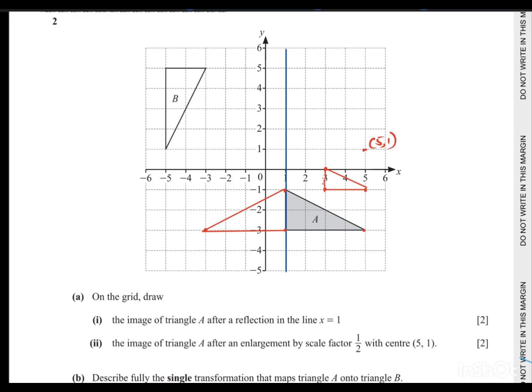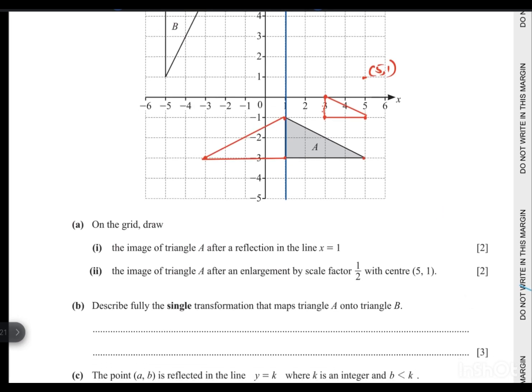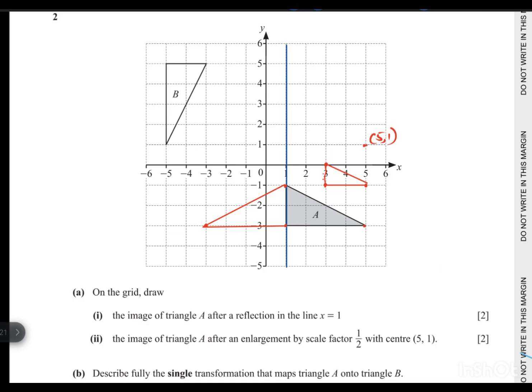That's it. Now next, question B. Describe fully the single transformation that maps triangle A onto triangle B. We have to describe how triangle A transforms to triangle B. What is the transformation? Now for this, let us see what is the transformation here. This triangle is being transformed because the size is not changing. It could be reflection or it could be rotation or translation. It cannot be enlargement. So enlargement is cancelled out.